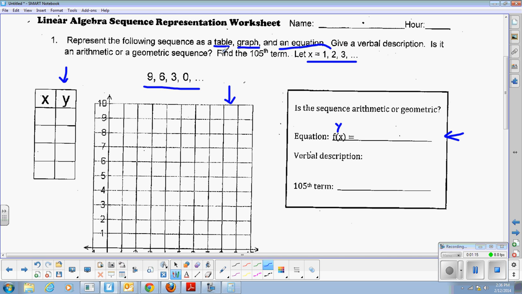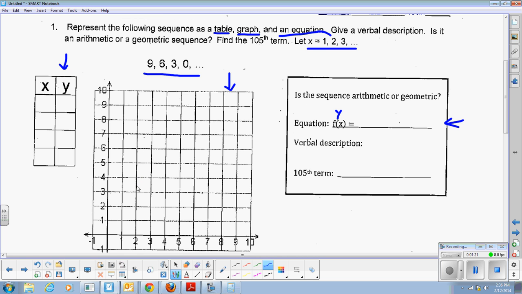So as you go through this, you can put this into the table. You then need to plot points to put them on your graph. And once you do that, you need to determine, is my sequence arithmetic or geometric? The graph, if you have a straight line, arithmetic. If it curves, geometric. Straight line, arithmetic, as always. Geometric will always have a curve to it.